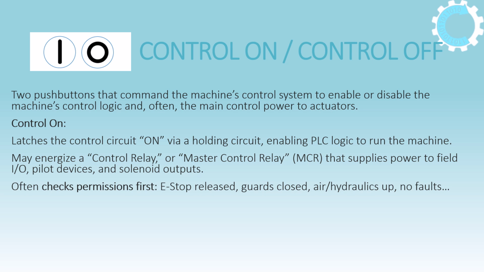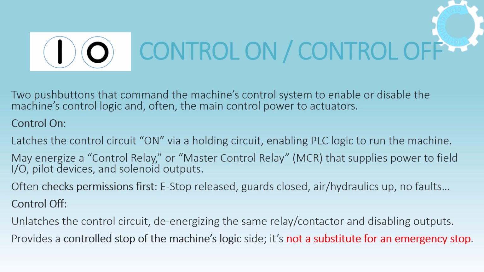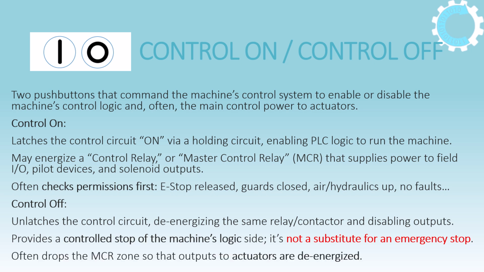The typical way control-off works is that control-off unlatches the control circuit, de-energizing the same relay or contactor and disabling outputs. Control-off provides a controlled stop of the machine's logic side. It's not a substitute for an emergency stop. Control-off often drops the MCR zone so that outputs to actuators are de-energized.